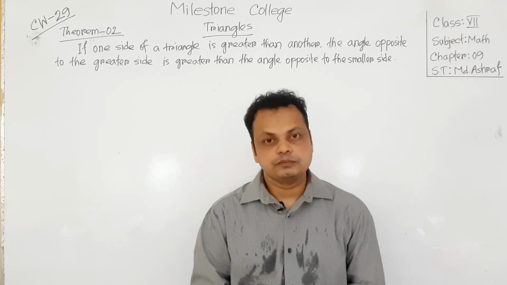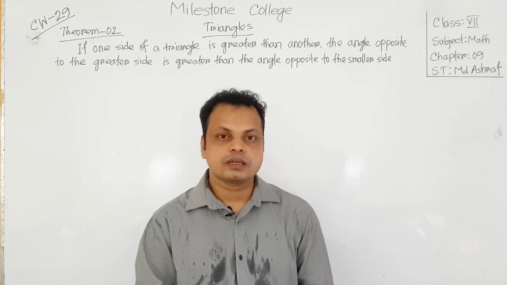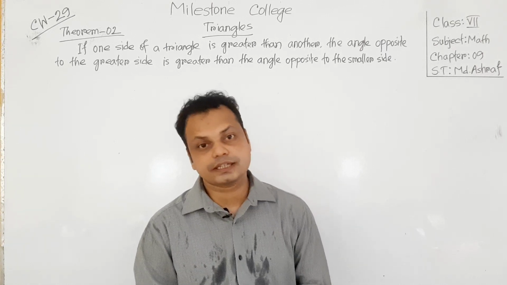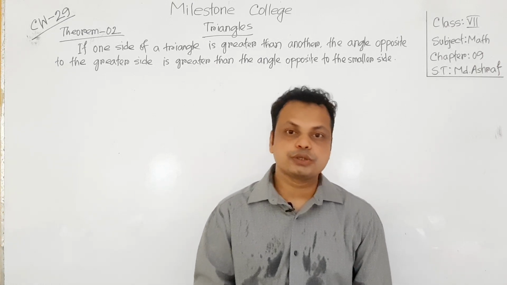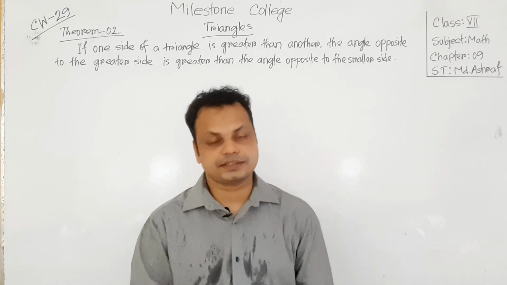Triangle is a figure which is bounded by 3 line segments. That means in the triangle we will get 3 sides. How many sides we will get? 3 sides and 3 angles. So these 6 parts of a triangle we will get.